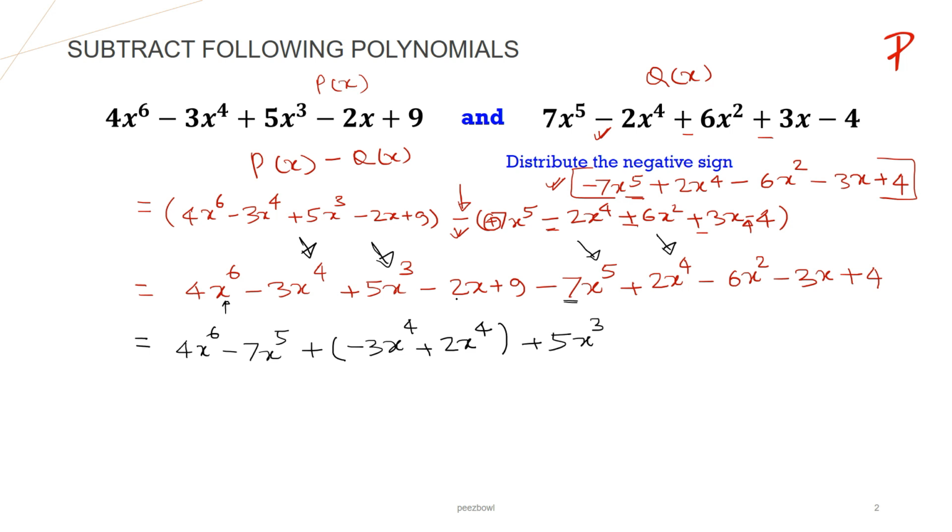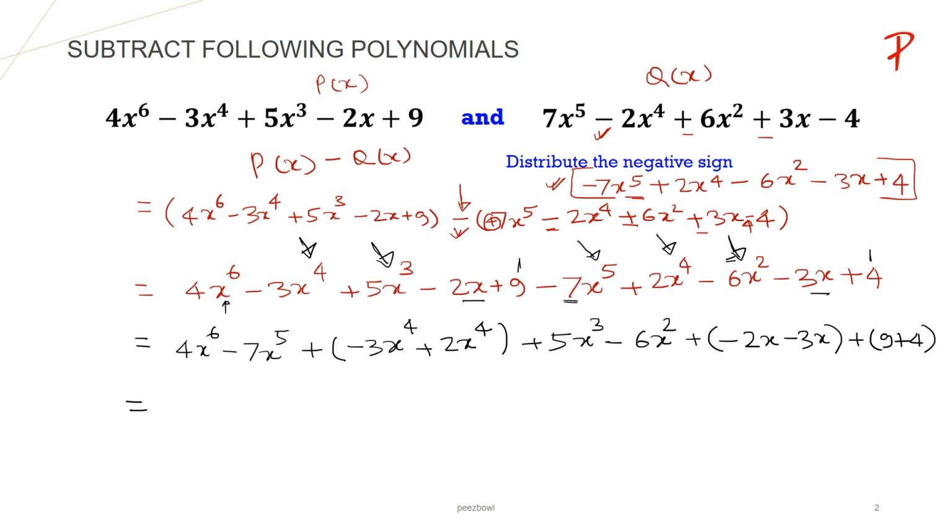After that, x to the power 2. Here we have only one term where we have x to the power 2. So I am going to write it as minus 6x square. After that, x. Here minus 2x and here minus 3x. In a bracket I can write minus 2x minus 3x. Okay. And after that, we have 9 and 4. These are constants. Plus 9 plus 4.